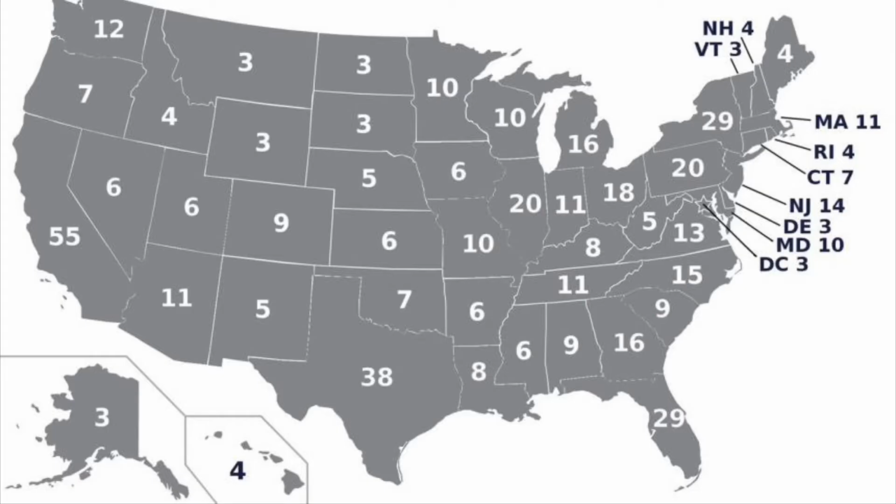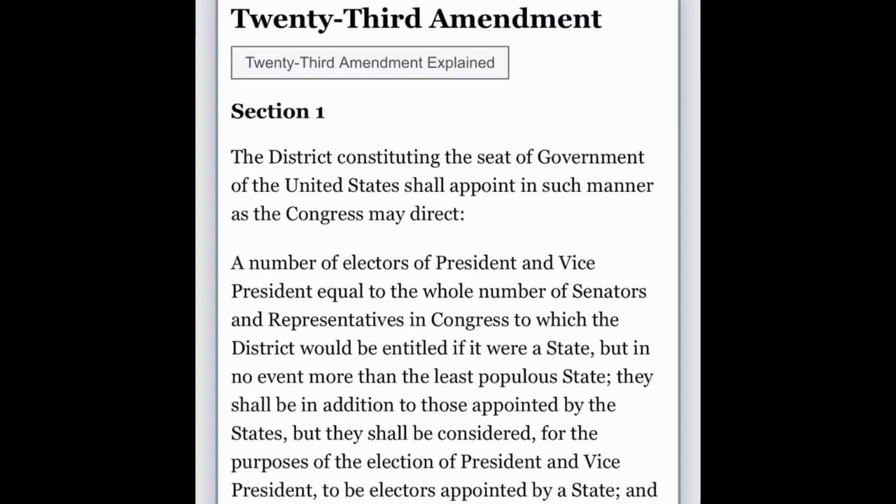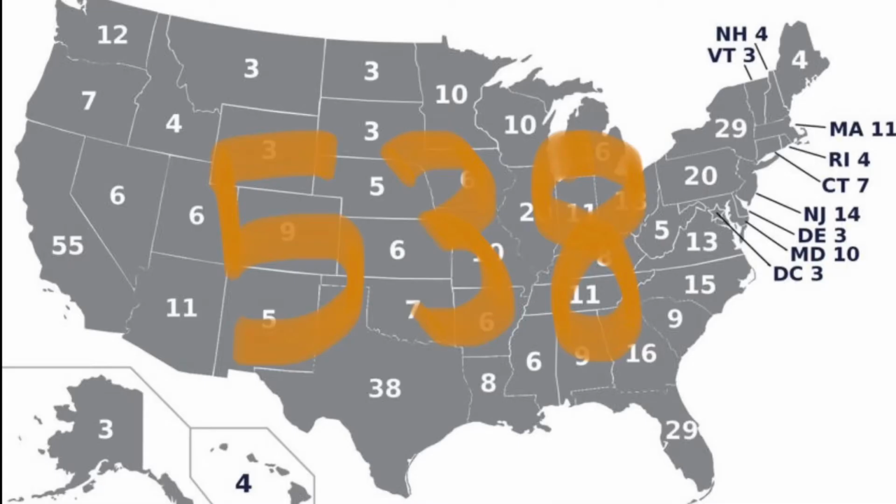The amount of electoral votes in the whole country, combining every state and Washington, D.C., which has 3 electoral votes, is 538. So for a candidate to win the presidential election, they have to win a majority of the electoral votes, which is 270 electoral votes.